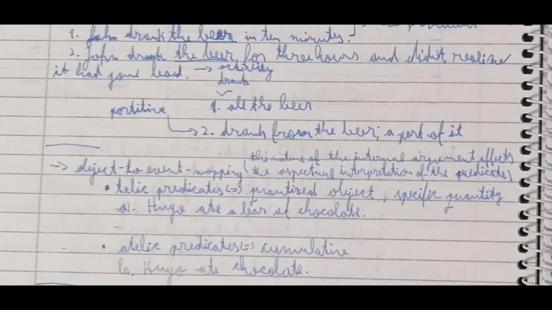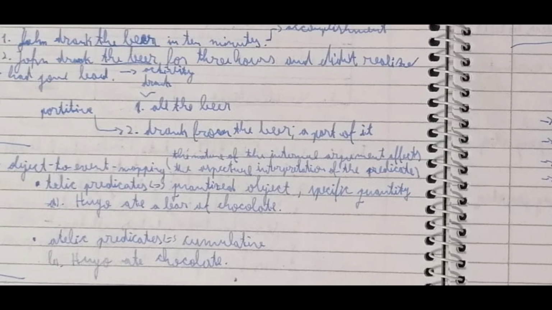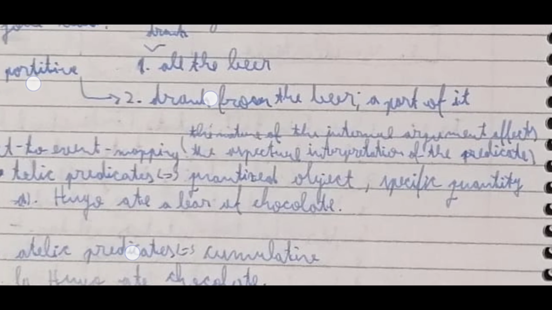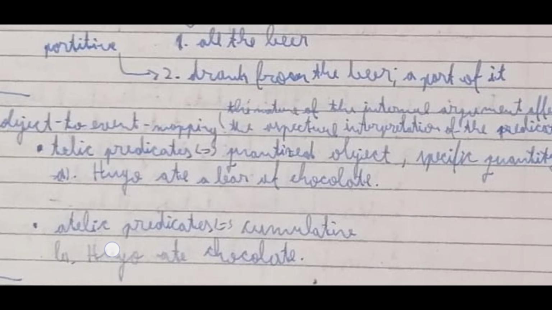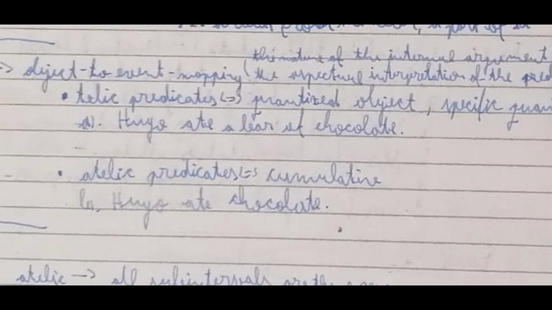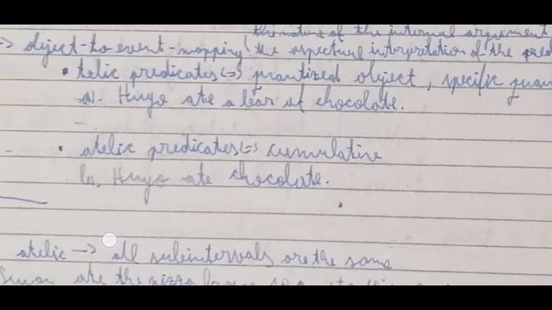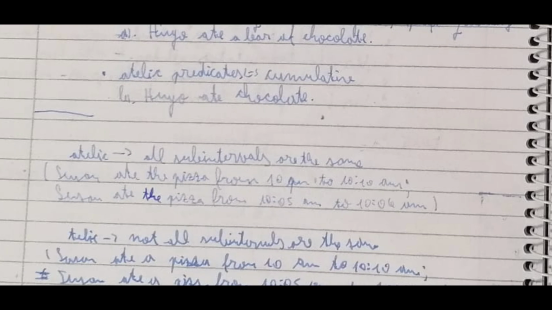Object to event mapping. The nature of the internal argument affects the aspectual interpretation of the predicate. So, telic predicates, we have quantized object, specific quantity. Hugo ate a bar of chocolate. Or atelic predicates, cumulative. Hugo ate chocolate. Atelic, all subintervals are the same.